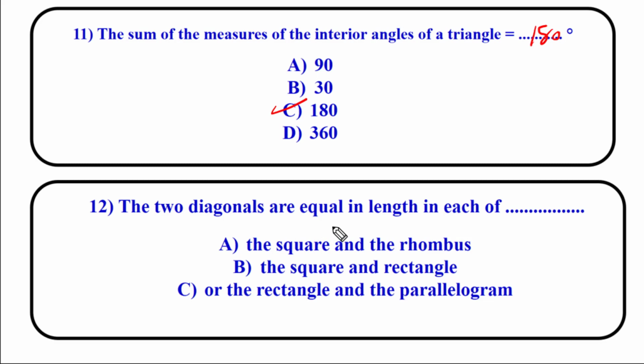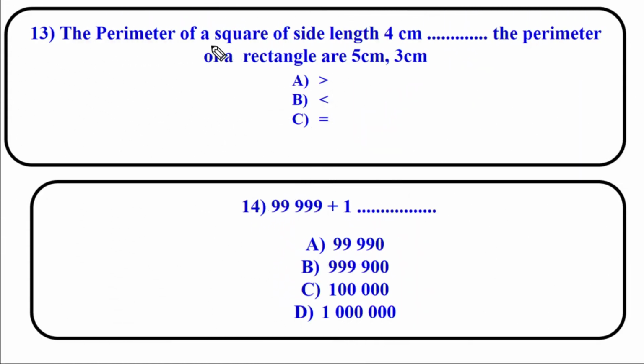Next, the two diagonals are equal in length in each of. We studied before that the two diagonals in the square and rectangle are what, guys? They are equal in length. He said the square and rhombus, number B, the square and rectangle. This is the correct answer we studied before. But don't forget, the two diagonals in the square are perpendicular, but the two diagonals in the rectangle are not perpendicular. We studied before.